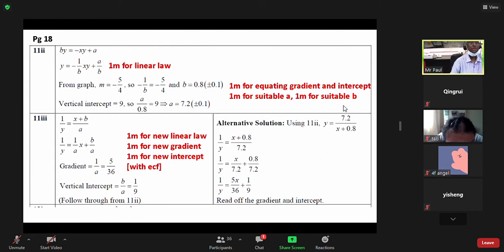So what you should do is you make Y your subject, which some of you are not able to do. So this is Y equals to MX plus C. So A over B is your y-intercept. Minus 1 over B is your gradient. From your graph, I think almost all of you got vertical intercept 9. If this is 9, that means your A over B is 9.